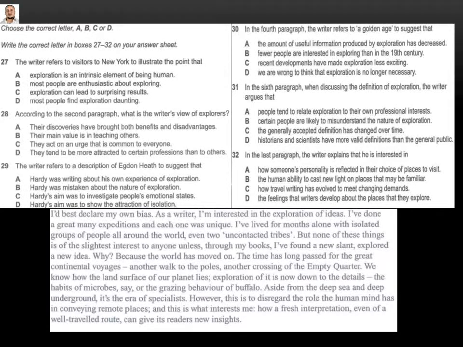It says B, and in 32, B says the human ability to cast a new light on places that may be familiar. So he says here, I'm interested in the exploration of ideas. I've done a great many expeditions, and each one was unique. I've lived for months alone with isolated groups of people all around the world, even uncontacted tribes, but none of these things is of the slightest interest to anyone unless through my books I found a new slant, explored a new idea, which means here new ideas are found and that may be familiar, which means to cast a new light on places that may be familiar, because he's talking about his books and his writings. So the answer will be here, B.